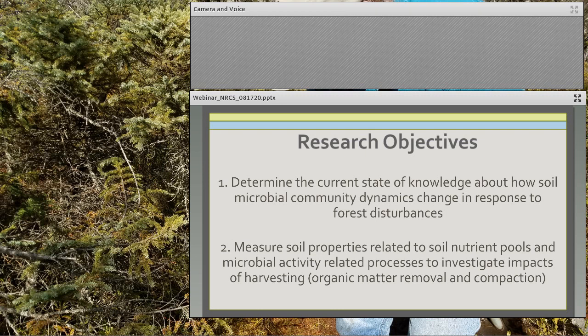We addressed Objective 1 by an extensive review of the literature regarding microbial community response to an array of forest disturbances in an attempt to synthesize common trends and/or gaps that may exist in the current literature. Objective 2 was addressed by an experimental study investigating harvesting impacts, specifically those related to organic matter removal and compaction, and how they affect soil health parameters that are often related to the soil microbial community.